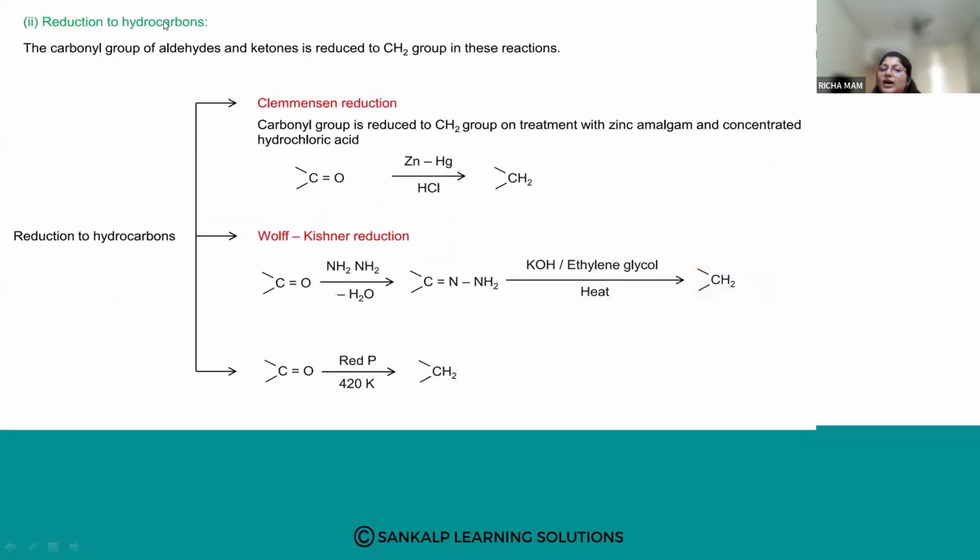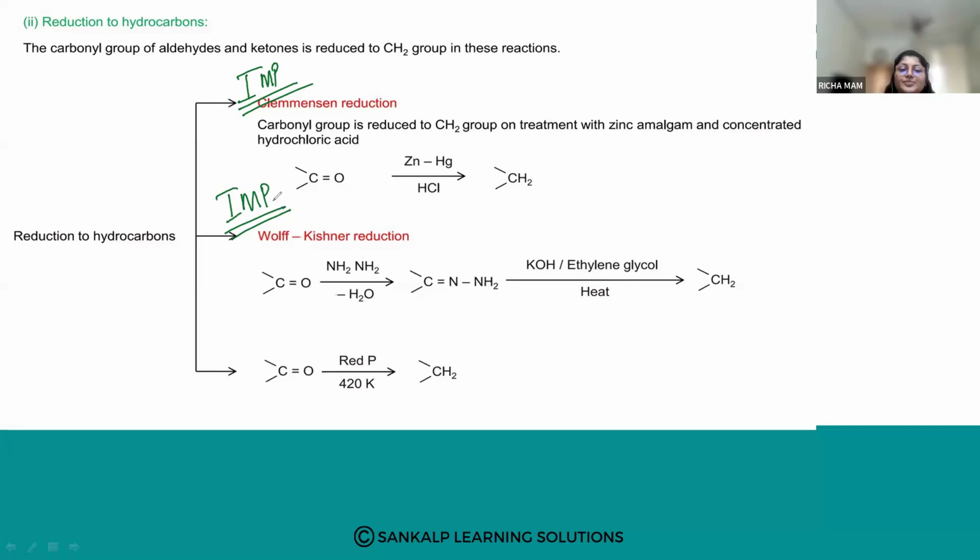So next is reduction to hydrocarbons. The carbonyl group of aldehydes and ketones is reduced to a CH2 group. There are two very important name reactions. Please mark this as very important. The first one is the Clemmensen reduction. The second one is the Wolff-Kishner reduction. Both these reactions are reduction reactions, and we are converting the respective aldehyde or ketone to a hydrocarbon.